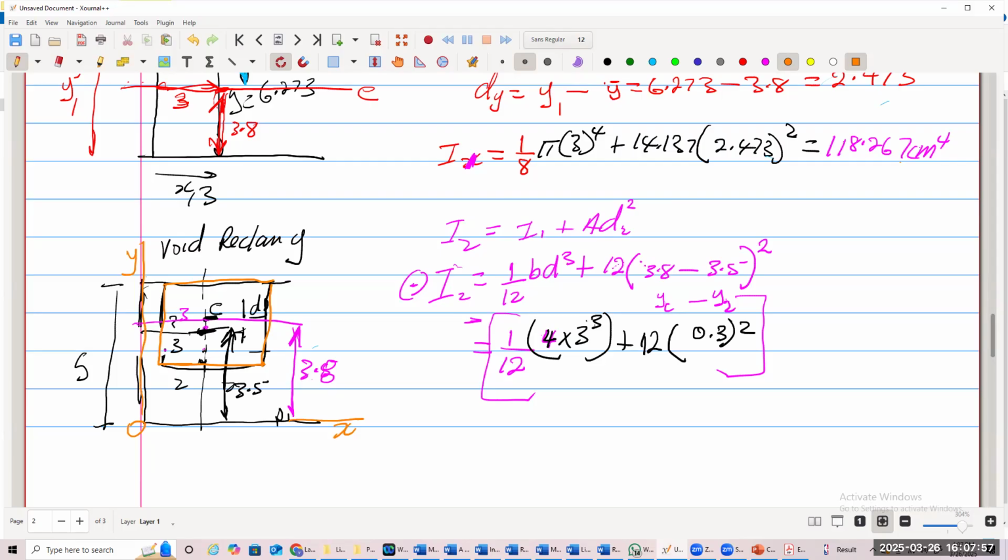What's the second one? The next one works out to 10.08. Let me get that down. It says 10.08 centimeters to the fourth. So this is minus though. Let me fix that. Minus this, that. Minus inertia. Why is it minus? Because it's void. Because it's hollow. Yeah. All right, so it's void inertia.